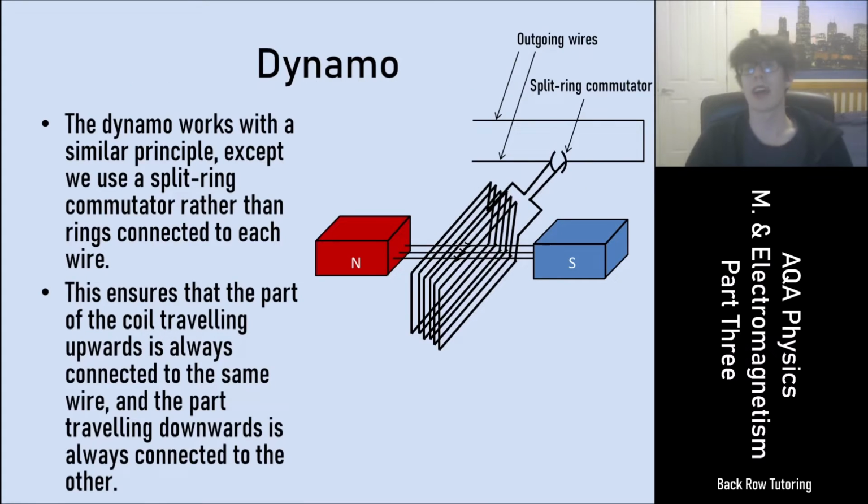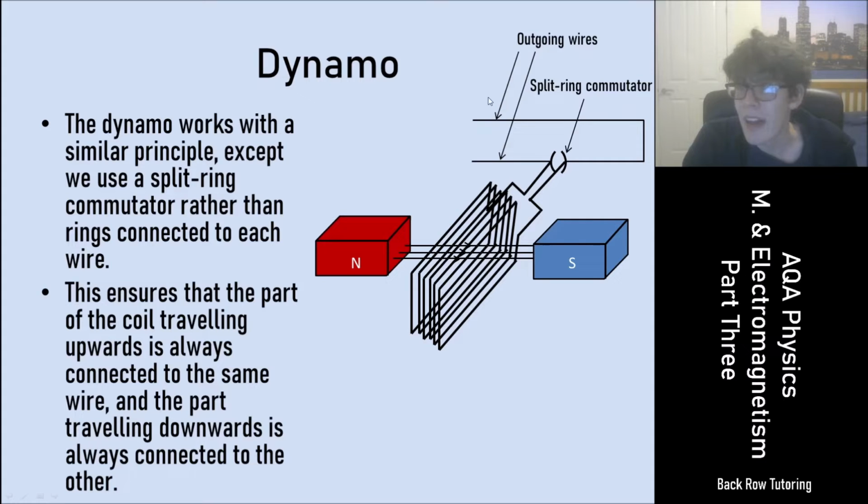Okay, next we're going to have a look at the dynamo. The dynamo works with a similar principle, except we use a split ring commutator rather than rings connected to each wire. Now this ensures that the part of the coil travelling upwards is always connected to the same wire, and the part which is travelling downwards is always connected to the other.